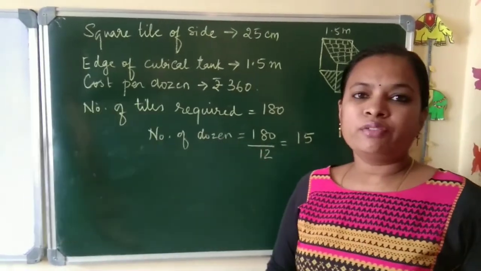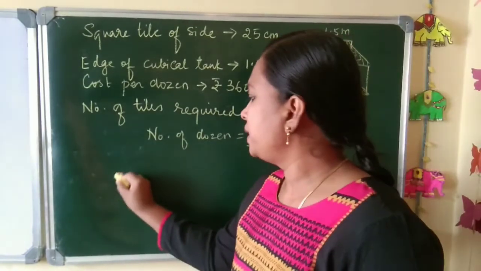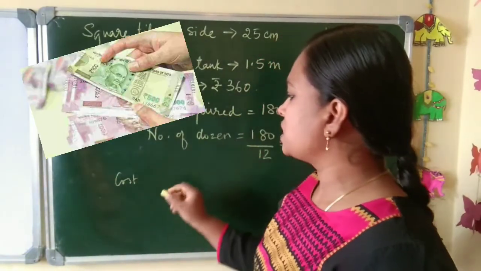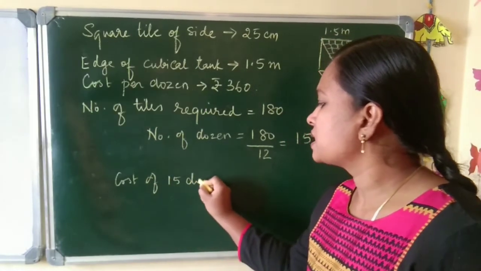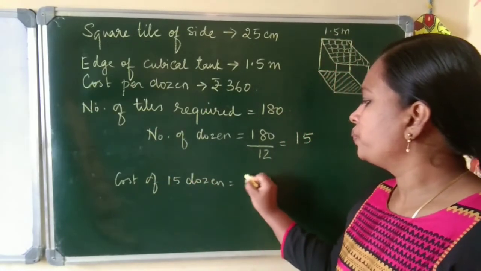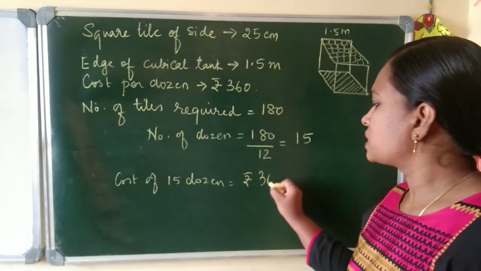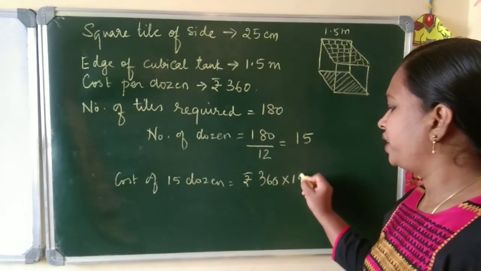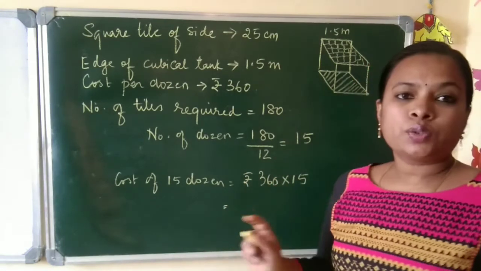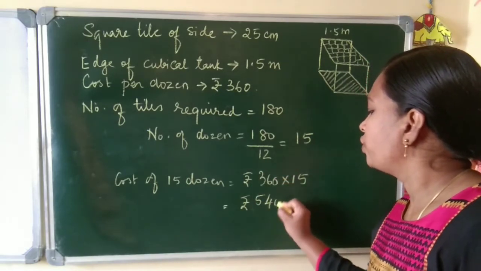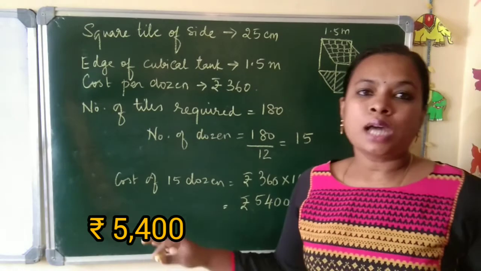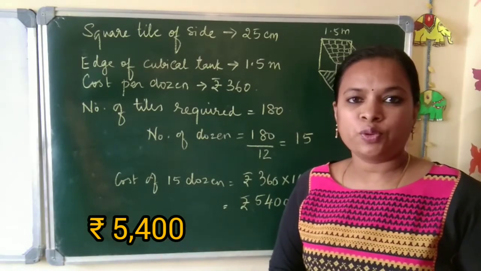Now we will find the cost. The cost per dozen is 360. So the cost of 15 dozens will be equal to rupees 360 into 15, which will be equal to rupees 5,400. So this is how you have to solve such type of question.